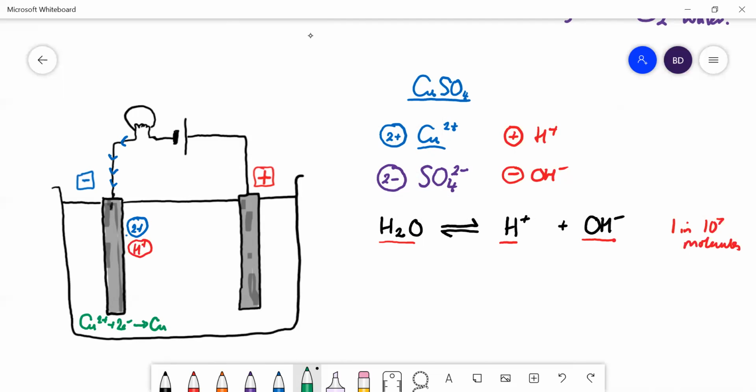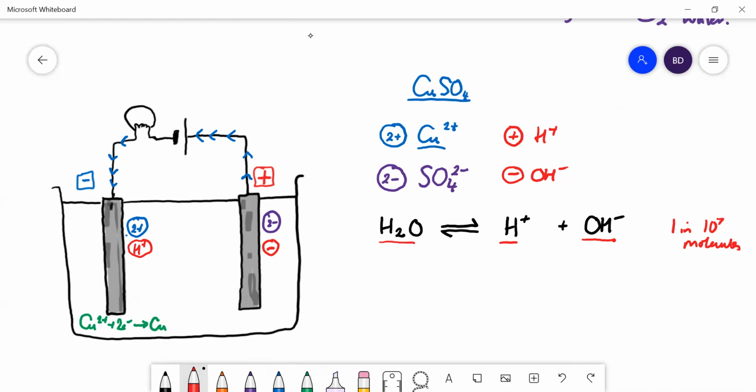And here's our positive electrode, acting like a hoover of electrons, hoovering up the electrons. Now, which two ions are going to go there? Well, we're going to get our sulfate ion going there, and the hydroxide ion.